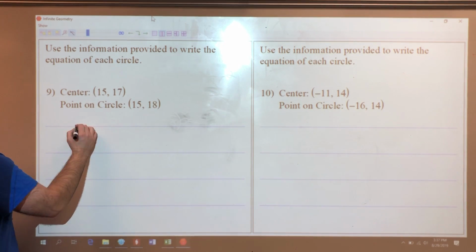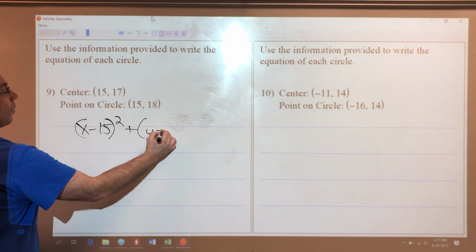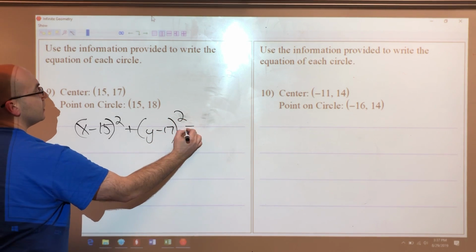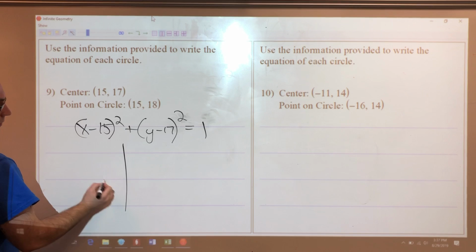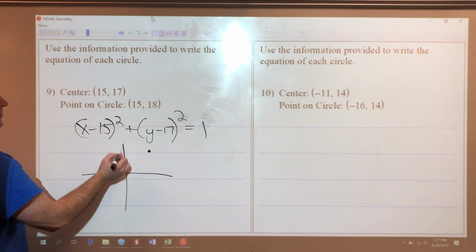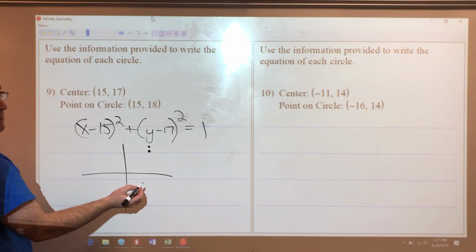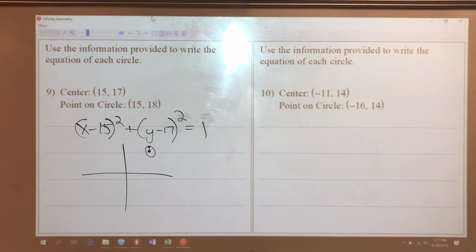So if the center is here, x minus 15 squared plus y minus 17 squared equals 1. Take a look at this. Let's say we've got our little graph. 15 comma 17, about there. 15 comma 18 is only 1 above it. So the radius is 1, and the center is at 15 comma 17. Pause me, and try to do number 10. It'll be the last one we do for this video.